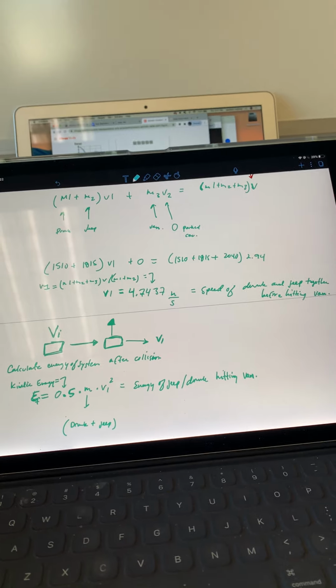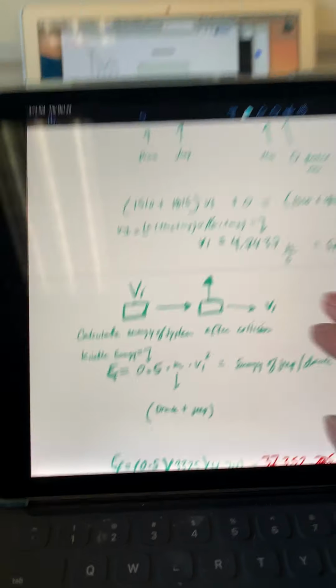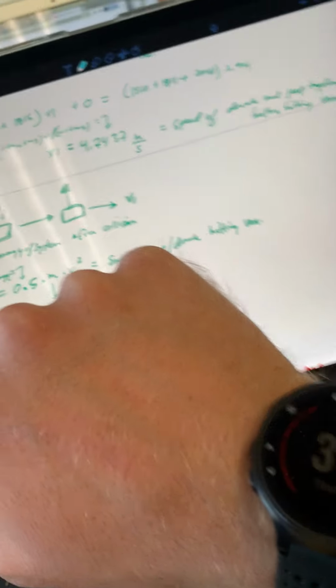All right, are you with me? This is like rocket science, apparently. So now we've come to that point.